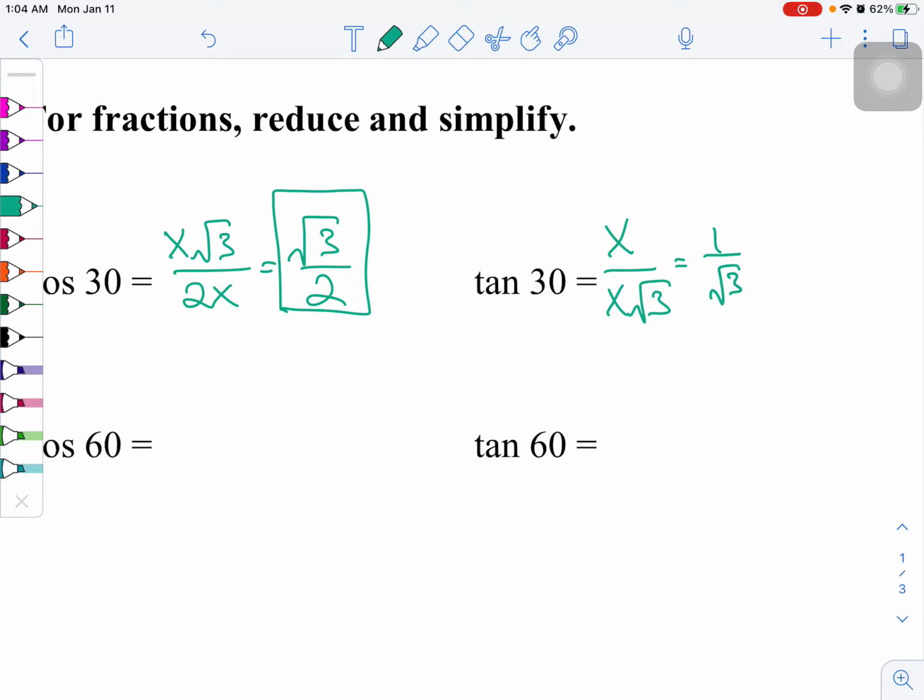Now, something we did in first semester was to rationalize some problems. This is one that needs to be rationalized. So I'm going to multiply by root 3 over root 3, which turns it into root 3 over 3.